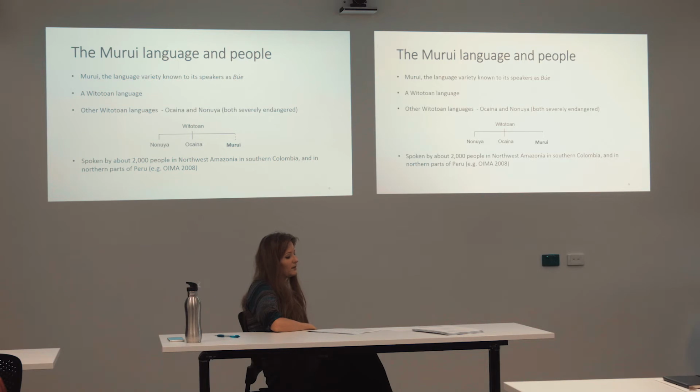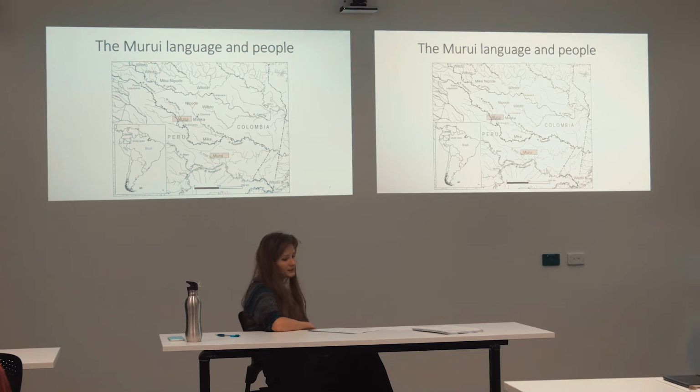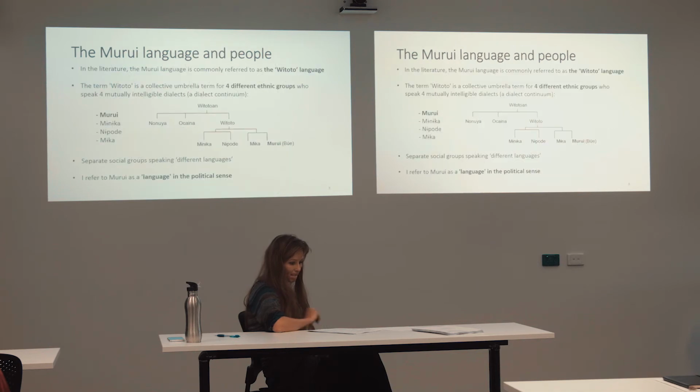Murui is spoken by about 2,000 people in Northwest Amazonia, along the banks of the Putumayo, Caraparaná, and Igaraparaná rivers, in southern Colombia, and in northern parts of Peru, among the Ampiyacu and Napo rivers. So here we have the location of the Murui speakers. They are marked in red on the map.